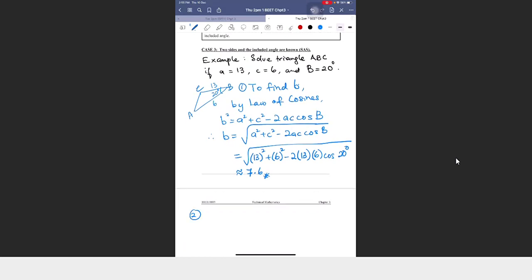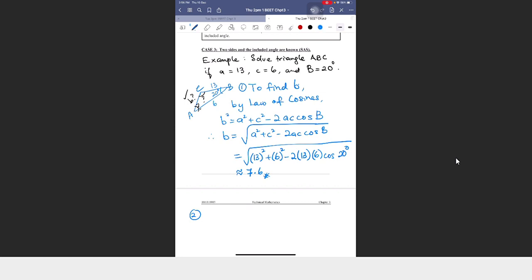In this case, my missing angles are 2. My missing angles are this as well as this, A as well as C. So now I've already gotten my B here, which is 7.6. So next is to find the missing angles. Whether it's angle A or angle C, it actually doesn't matter. You can start off by finding angle A, or angle C first, so it doesn't matter for your second step.